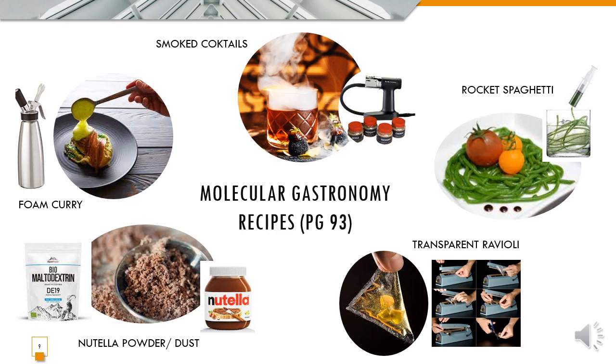And finally, we have the Nutella powder or dust. And this is prepared by using the actual high-fat liquid, which is Nutella, placing it into a food processor, and then gradually adding the maltodextrin powder. As the processor runs, it will start to form a powder consistency. You can use this on desserts and different dishes.